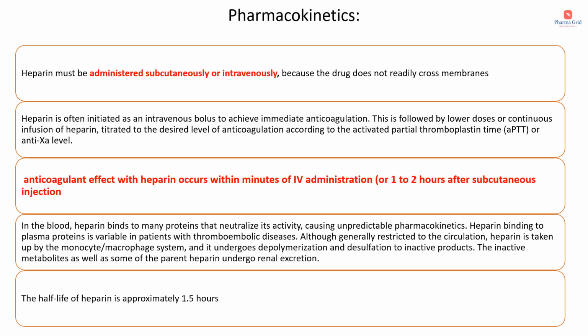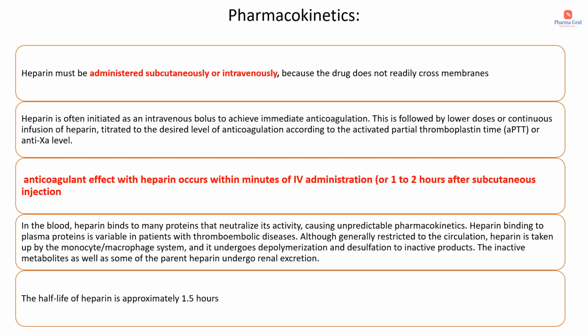This is followed by lower doses or continuous infusion of heparin titrated to the desired level of anticoagulation according to the activated partial thromboplastin time or anti-factor Xa level. Okay, so the monitoring parameter for heparin is APTT, that is activated partial thromboplastin time. Anticoagulant effect with heparin occurs within minutes of IV administration or 1 to 2 hours after subcutaneous injection.